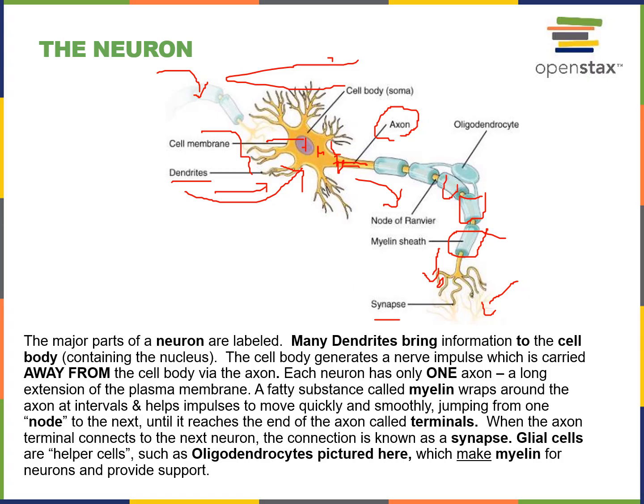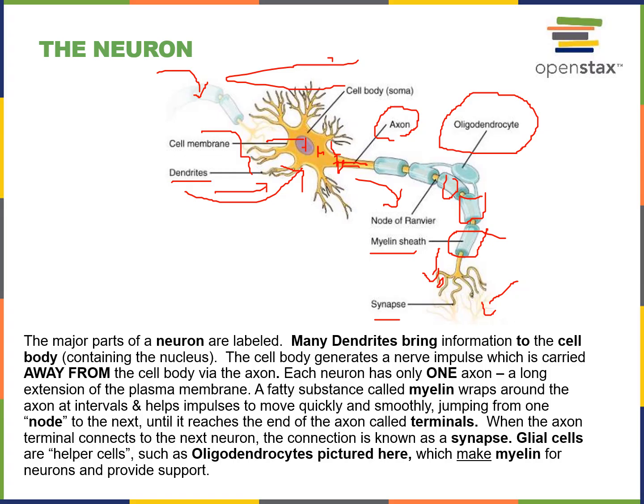wrapping. That wrapping is made of fatty tissue, and it's called myelin. So this is referred to as the myelin sheath, S-H-E-A-T-H. And that substance, myelin, is made by a special cell called an oligodendrocyte. So it's not made by the neuron. Myelin is made by an oligodendrocyte.